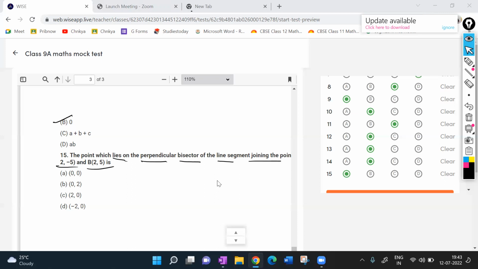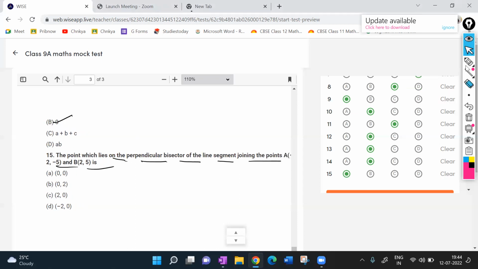Okay, so look at it: the point which lies on the perpendicular bisector of a line segment. Yes, sir, so it's the midpoint formula. A perpendicular bisector of a line segment always passes through the midpoint. If you take this perpendicular, it always passes through the midpoint like this. Understood my point? Yes, sir.